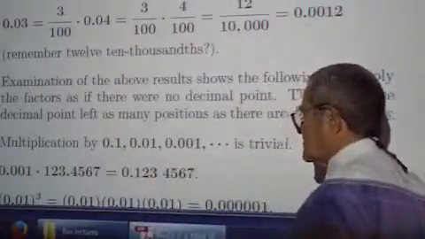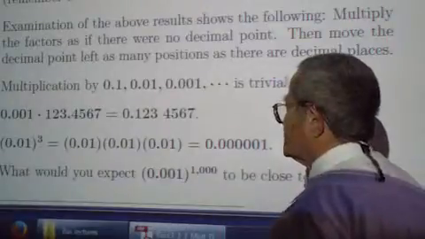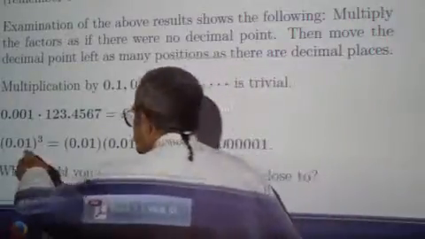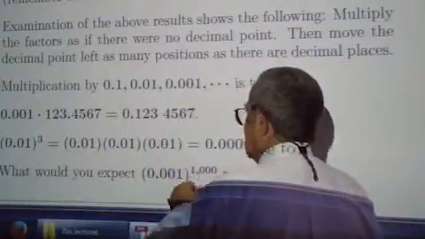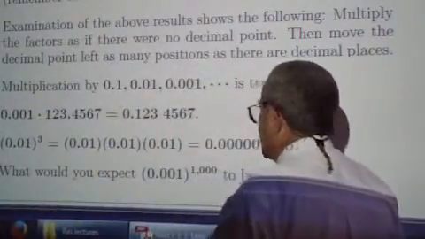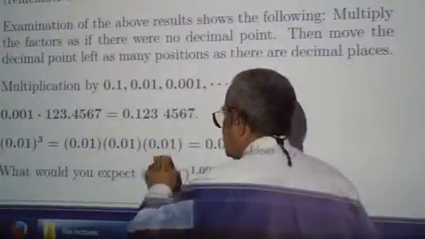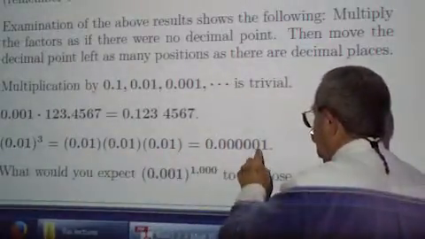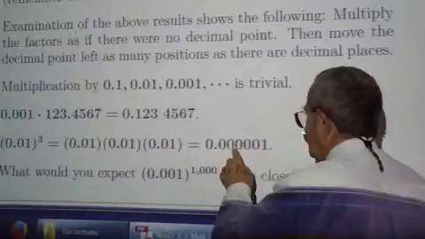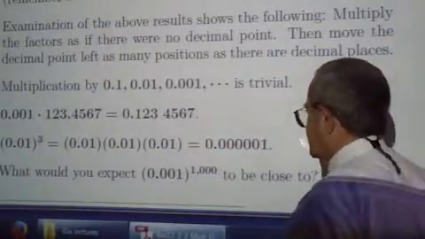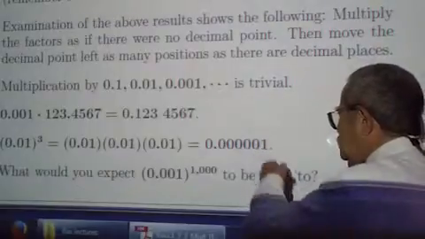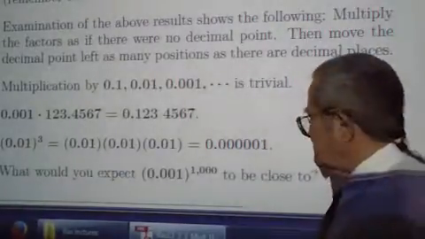Now here's an interesting one. What is 0.01 to the power 3? 0.01 times 0.01 times 0.01. 1 times 1 times 1 is 1. How many places? 2, 4, 6. 1, 2, 3, 4, 5, 6. Okay, so you have 5 zeros here. What? That's a very small number, isn't it?